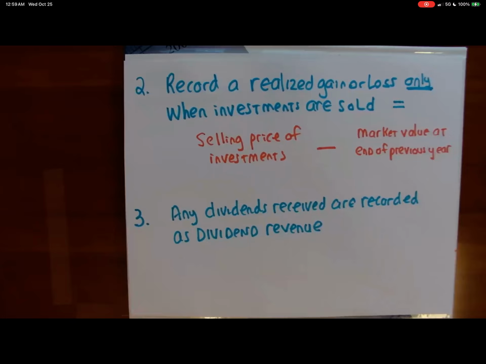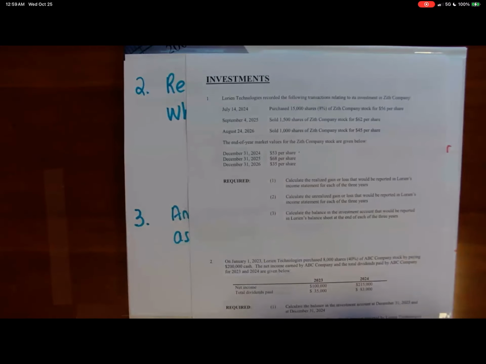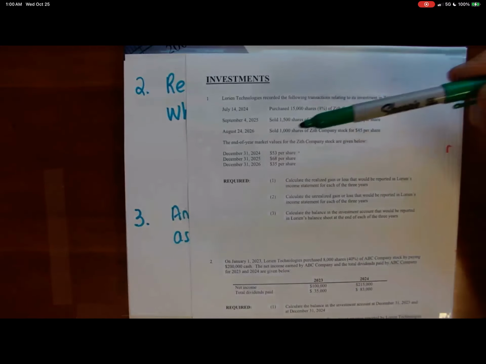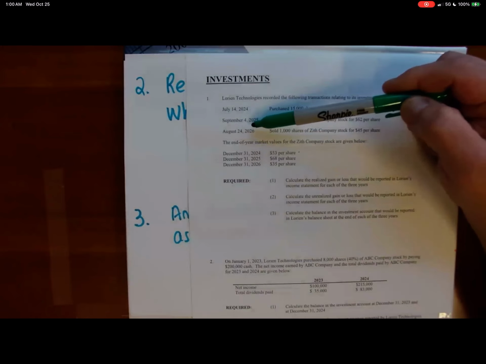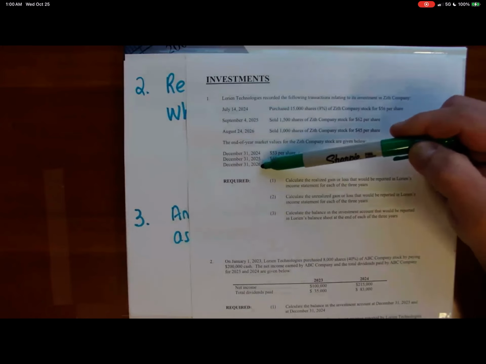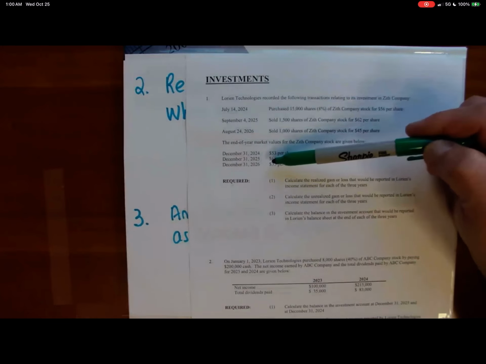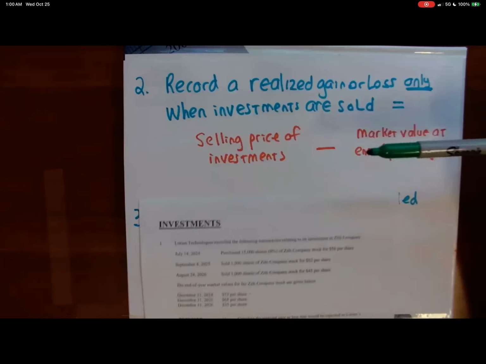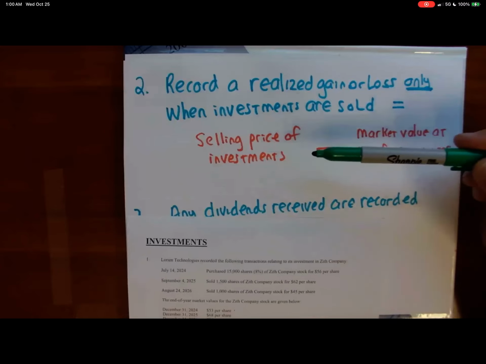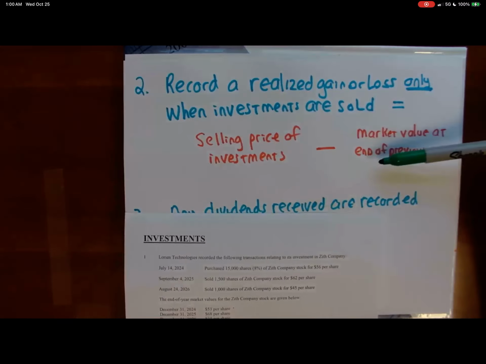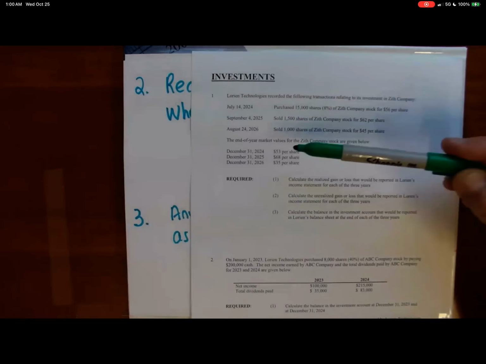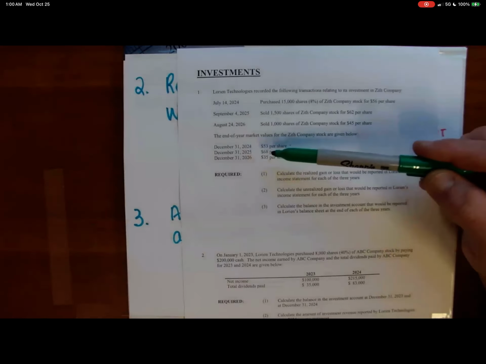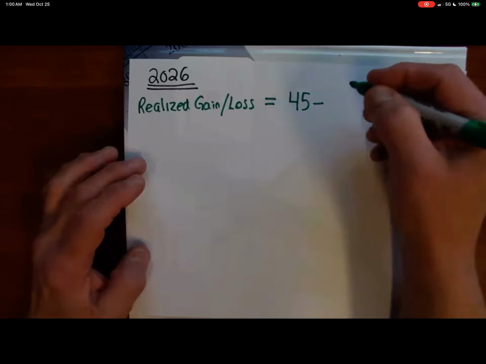Market cap. 68. That sounds like a better answer. Hey, Carter, here's the thing. I want all of you to look. These 1,000 shares were sold on August 24th, right? We don't even know what this number is yet, because that number is not happening until December 31. So we will take what we sold them for minus the market value at the end of last year. So last year, like he said, 2025 was $68 a share. Take 45 minus 68.